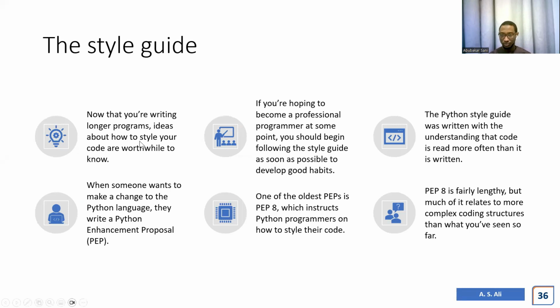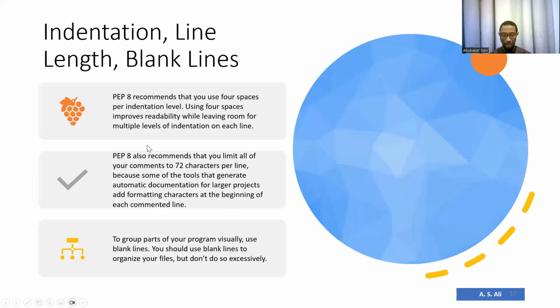Some of the things: you just go to Google and type Python PEP8. You will see all those. It's a very huge documentation, and it comes with so many things. For example, it recommends that you use 4 spaces per indentation level.